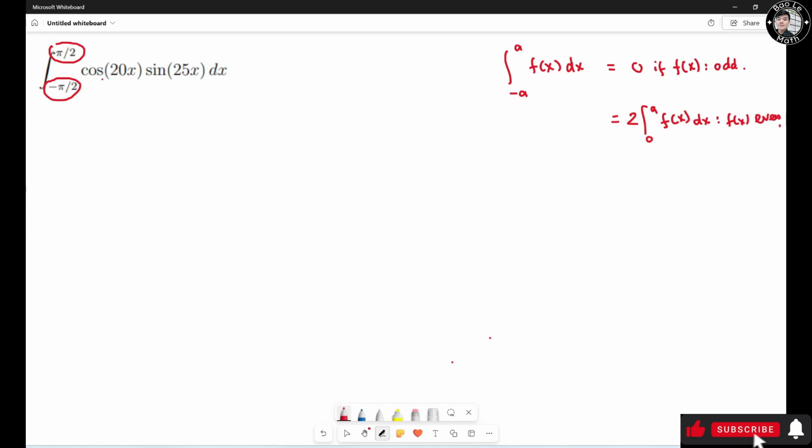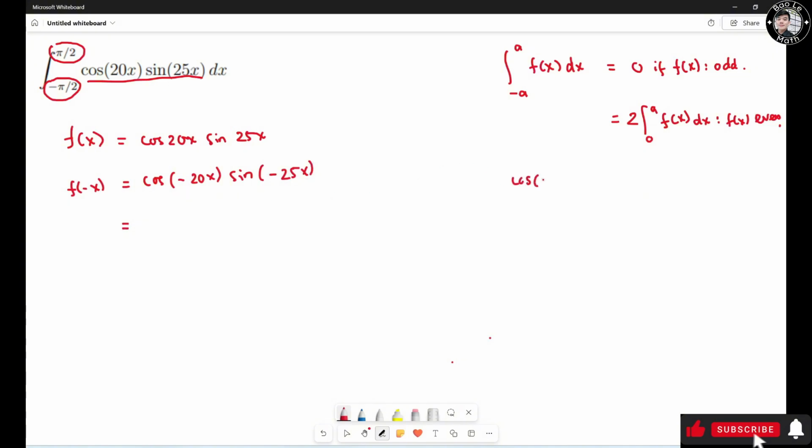So we look at f of s right here. We have f of s equals cosine of 20s times sine of 25s, right? Now we need to check f of negative s, which equals cosine of negative 20s times sine of negative 25s.